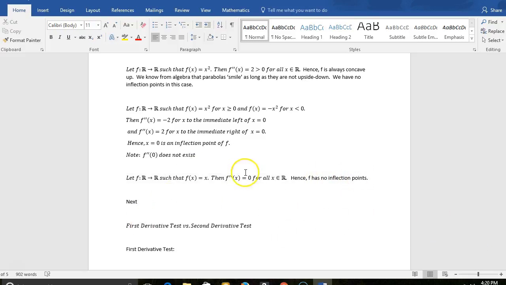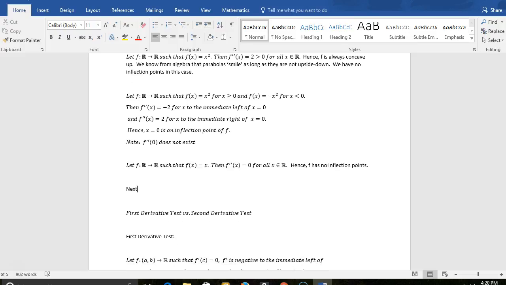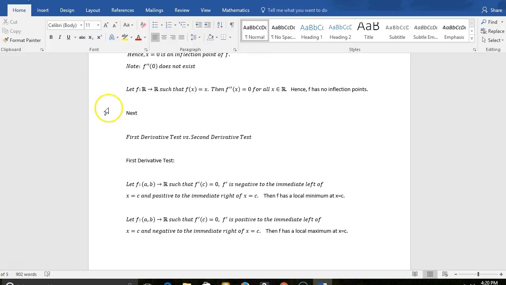It's great that f double prime is 0. Take x equals 5, for example. It's great that f double prime of 5 equals 0. But to the immediate left and right of 5, we've got 0 behavior there too. That's not so great. We don't change sign. f double prime doesn't change signs. So we can't call 5 an inflection point. It's not. Okay. Let's move on.